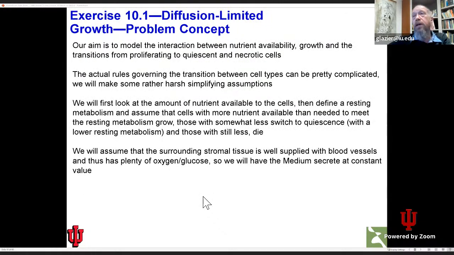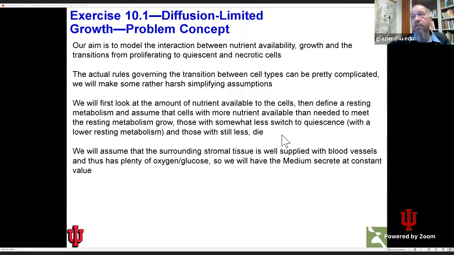And so let's do that problem together. What we want to do is model the interaction between nutrient availability, growth, and the transition from proliferating to quiescent to necrotic cells. We won't do that transition very much here, although the way you've got it set up in the simulation you're working from would let you do that if you unfreeze your cells. And the actual rules that govern that transition between proliferation, quiescence, and necrosis are pretty complicated. It's not just a single level of a single molecule. But for the moment, we're going to assume that that's the case.